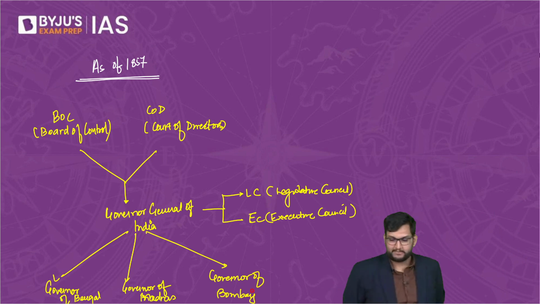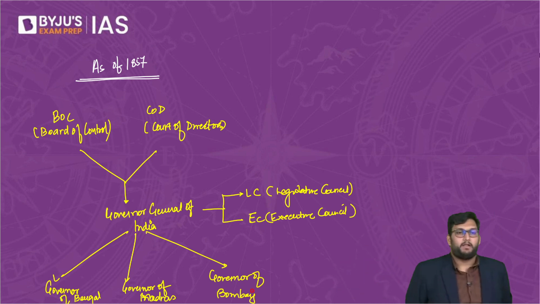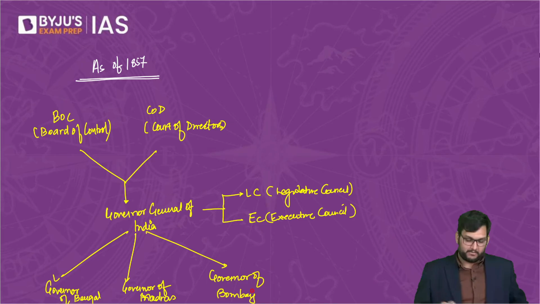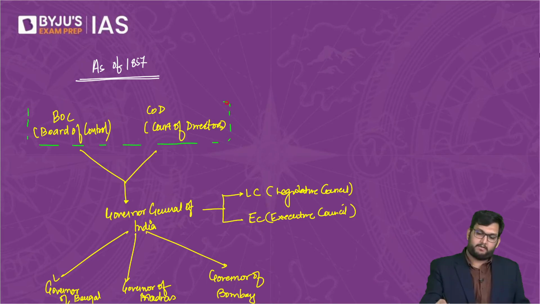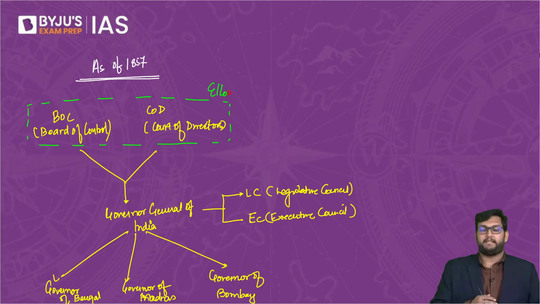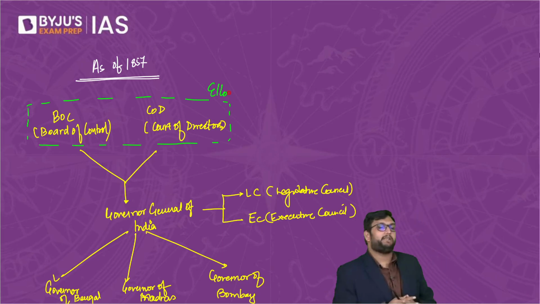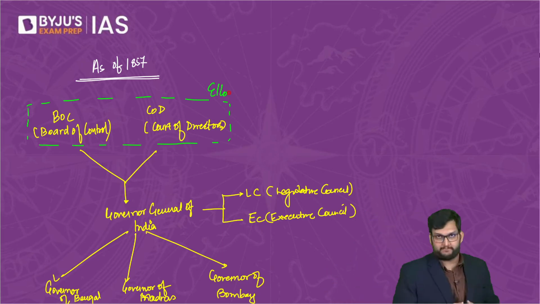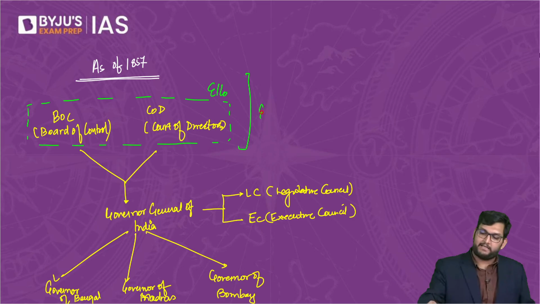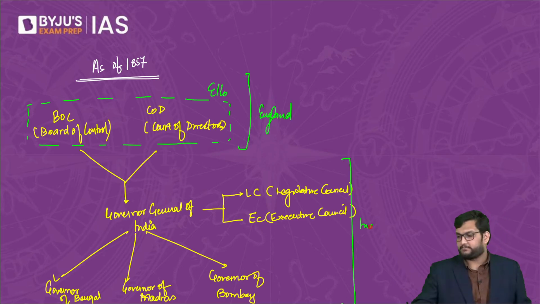Yes. Now, basically, who controls India? Technically, the East India Company controls India via the Board of Control and the Court of Directors, and they control it via the Governor General of India. This is the England setup. This is the Indian setup.